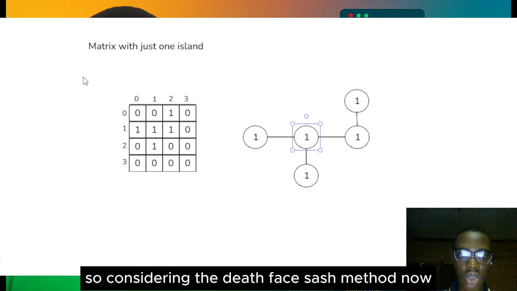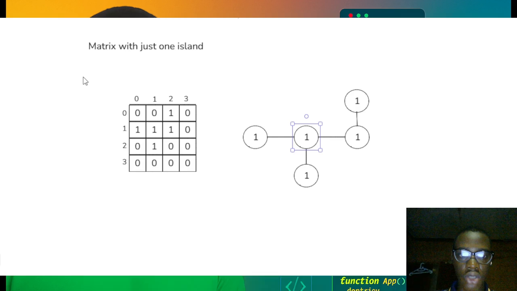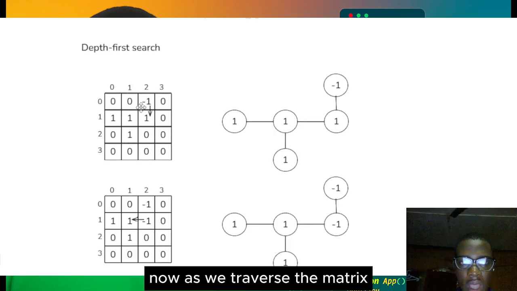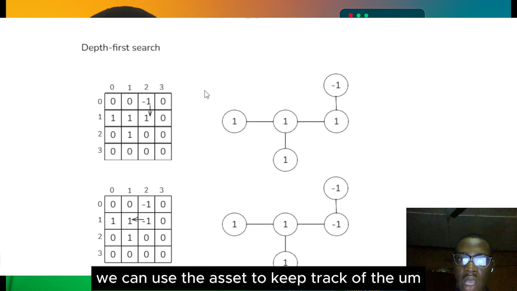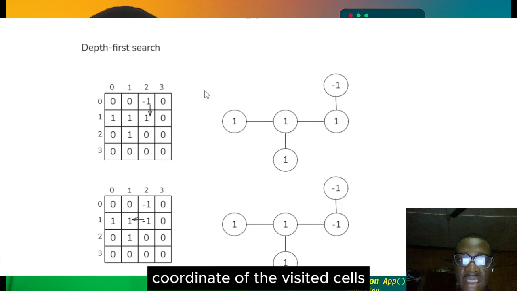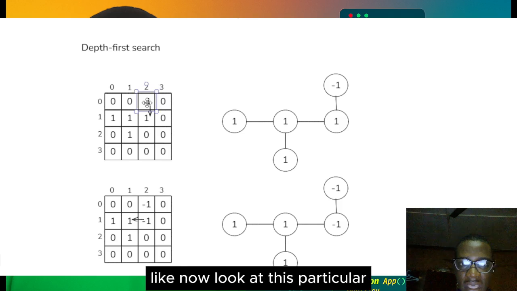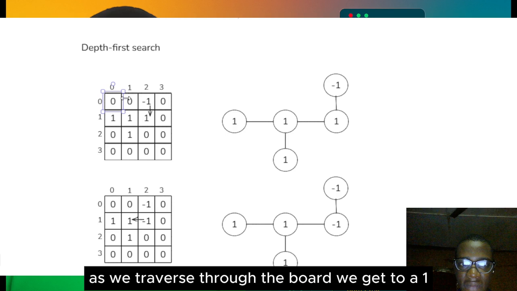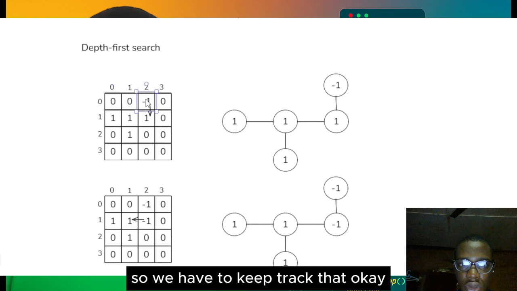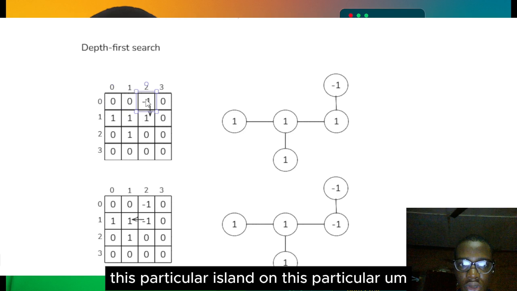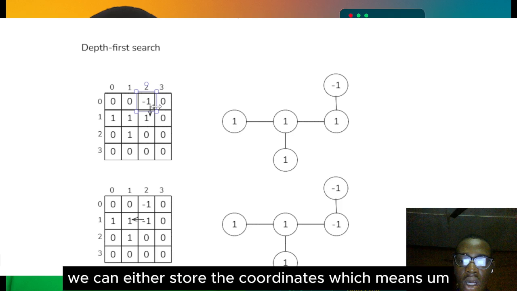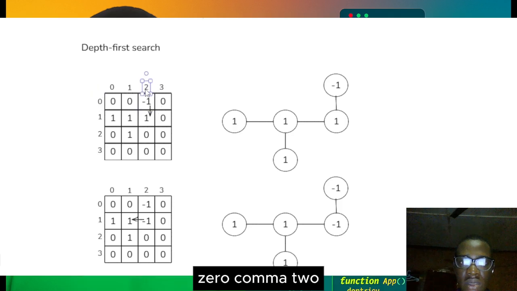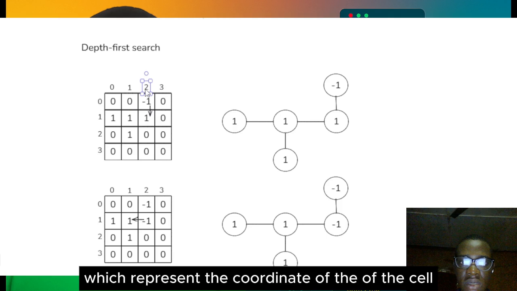Considering the depth first search method now, as we traverse the matrix, we need to keep track of visited cells, and we can do that in two ways. First of all, we can use a hash set to keep track of the coordinates of the visited cells. As we traverse through the board, we get to a 1, so we have to keep track that this particular land cell has been visited. We can store the coordinates, which means 0, 2, representing the row and column of the cell.